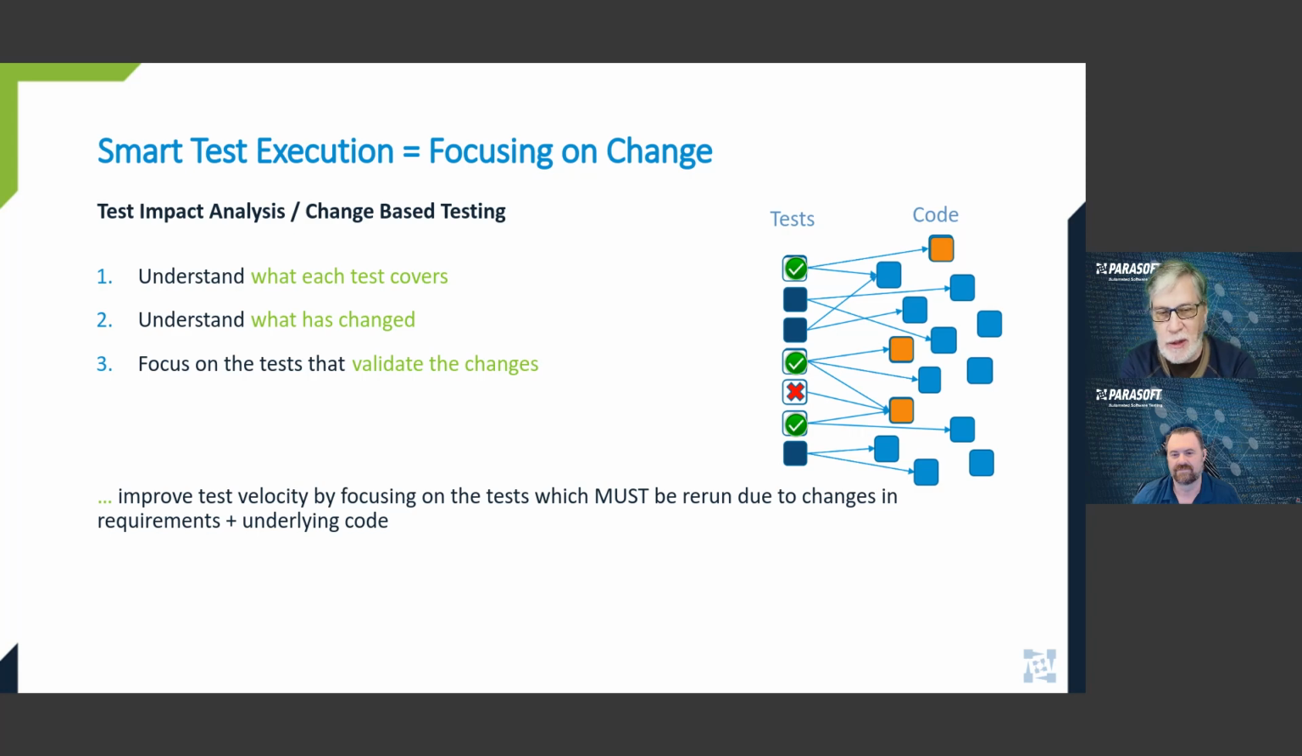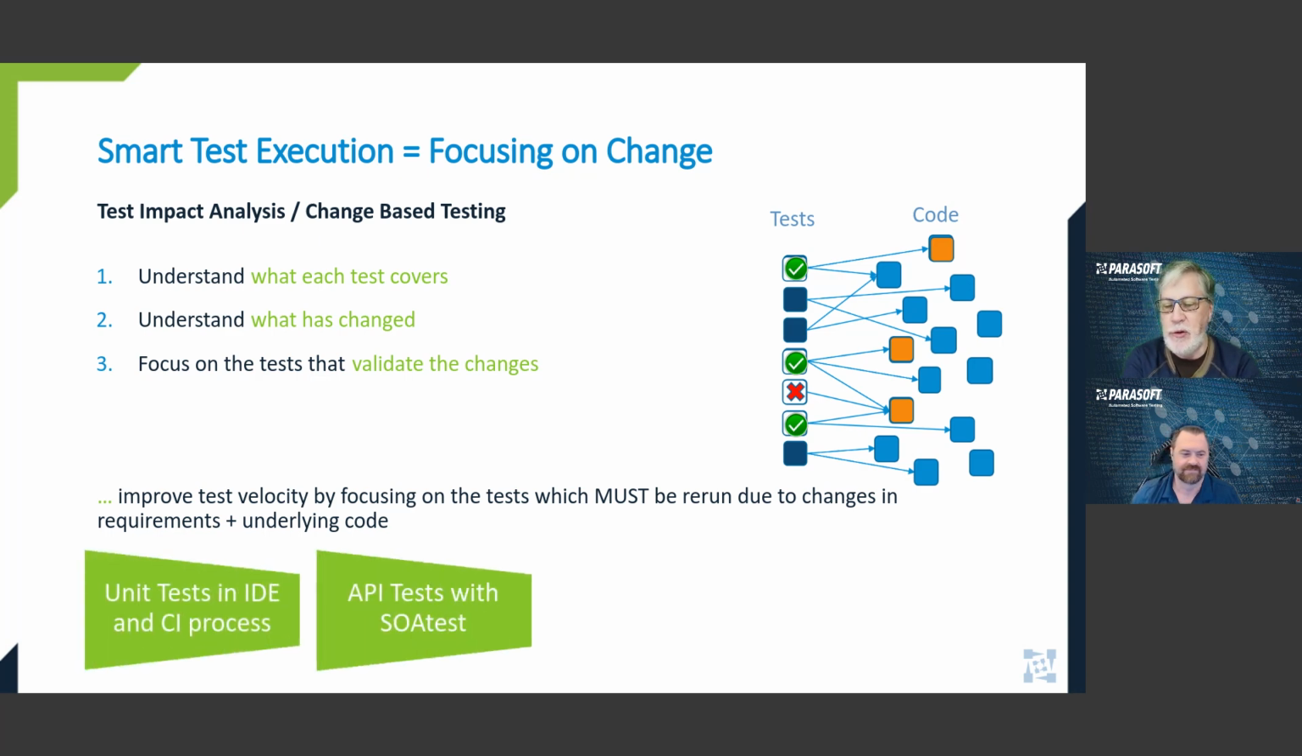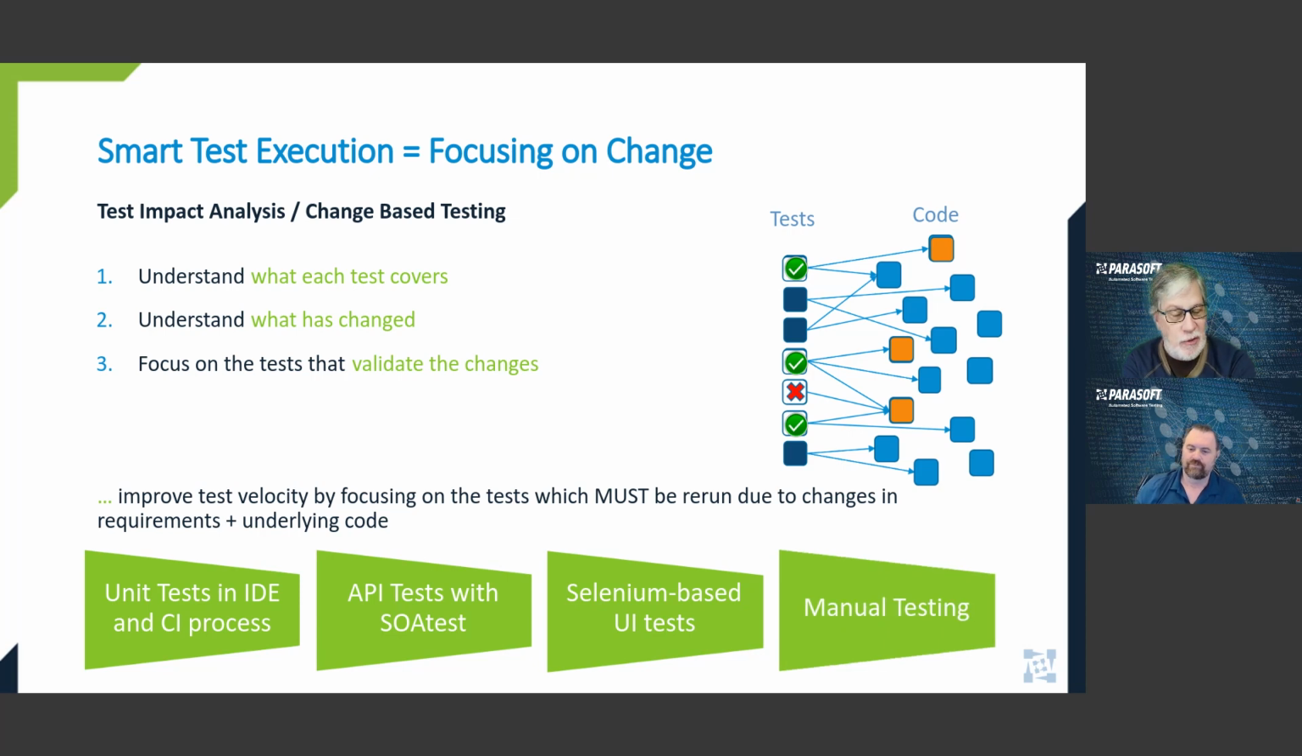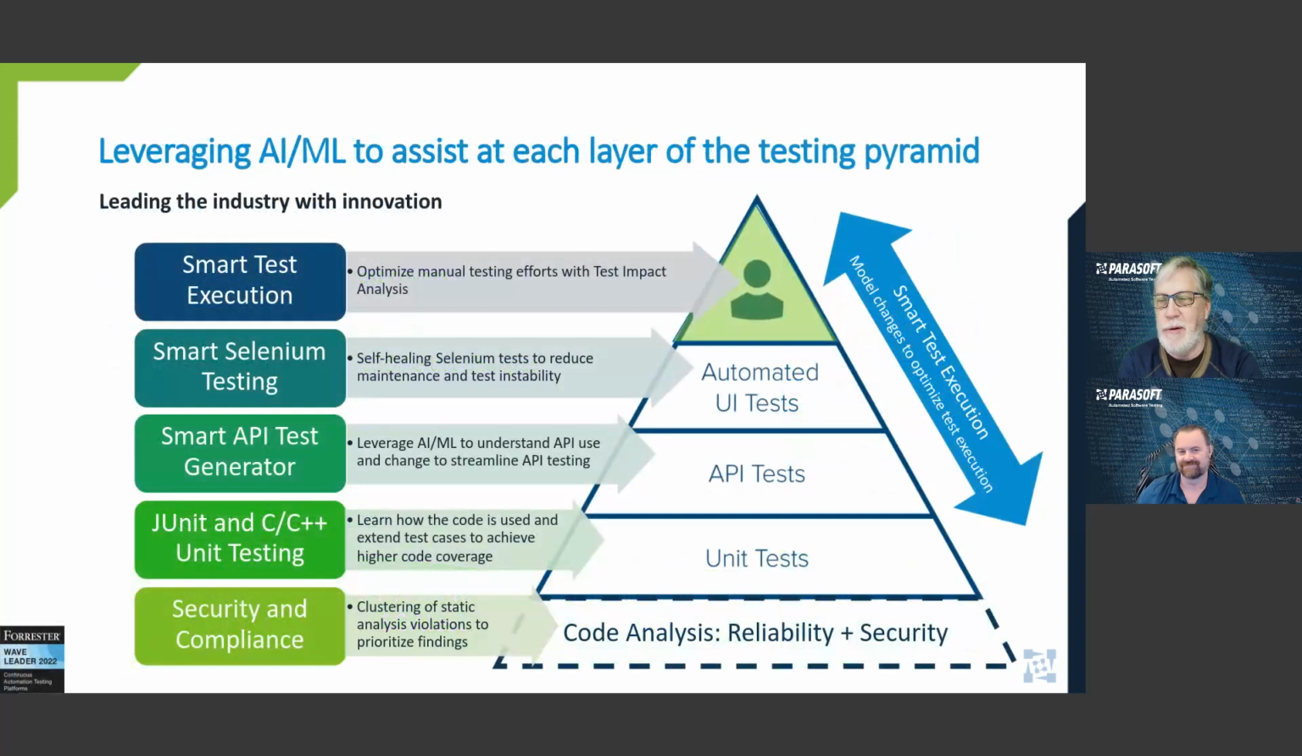So you get exactly the right number of tests, no more and no less than you need to have confidence that your system is working as it should. And we can do this on unit tests in the IDE and with CI/CD processes, so that you run only the right set of unit tests. We can do it with API tests. We can do it with the Selenium-based UI tests, and we can do it with manual tests as well. So it's really, really helpful to optimize how long it takes to get feedback when you've made a change, so you don't get that domino effect that we talked about earlier.